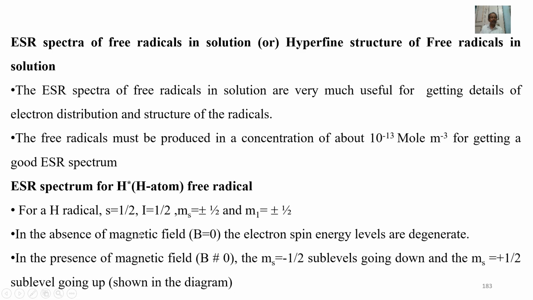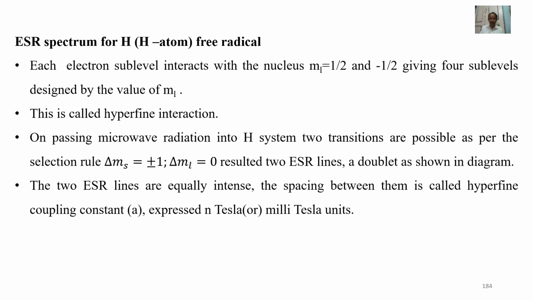In the absence of magnetic field, B equals 0, the electron spin energy levels are degenerate. So we are going to apply the magnetic field: Ms equals minus 1/2 sublevel going down, and Ms equals plus 1/2 sublevel going up, which is shown in the diagram. This is the diagram we will see now.